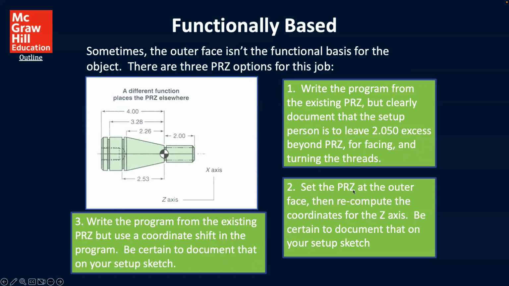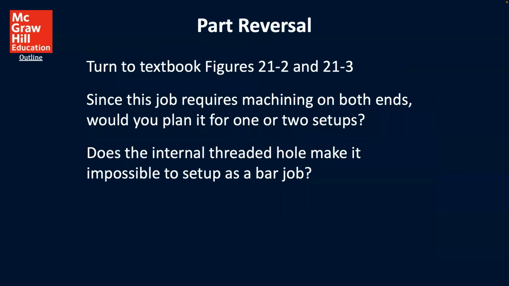Number 2, set the PRZ at the outer face and recompute the coordinates for the Z-axis. Be certain to document that on your setup sketch. And number 3, write the program from the existing PRZ, but use a coordinate shift in the program. You want to be sure to document that on your setup sketch. So thus we see 3 different possible options.